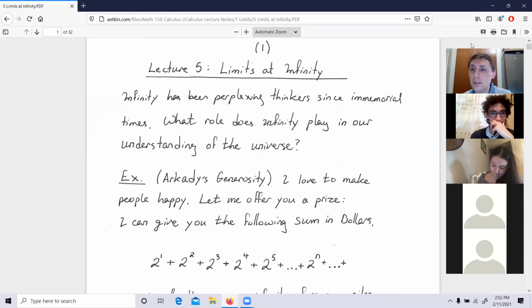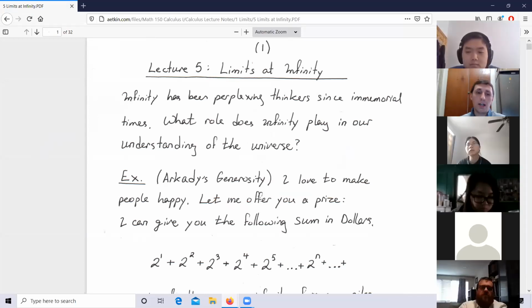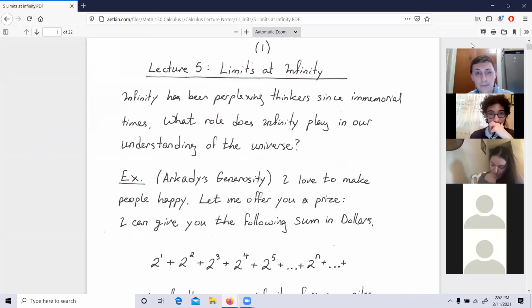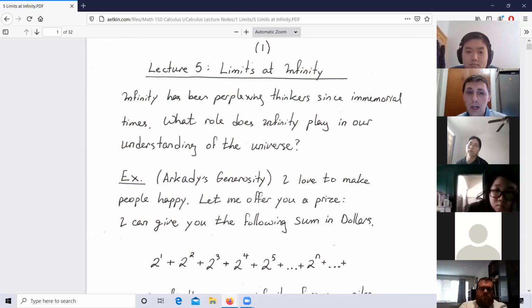So first of all, let me be very generous to you. Here is a question that I call Arkady's generosity problem. We're going to play with infinity, and if you want, I will give you the following prize. I will give you $2 and $2 squared dollars and $2 cubed dollars and $2 to the fourth dollars and $2 to the fifth dollars and $2 to the n dollars and so on. I will give it to you if you ask me. Who would like to get this prize?